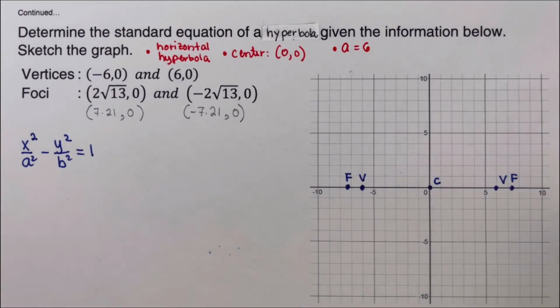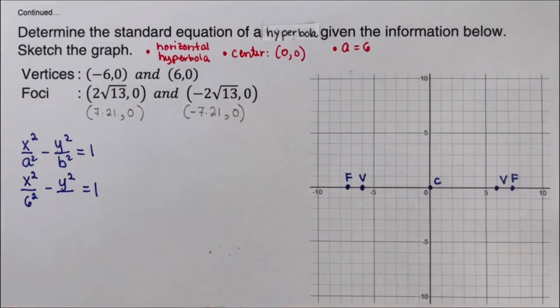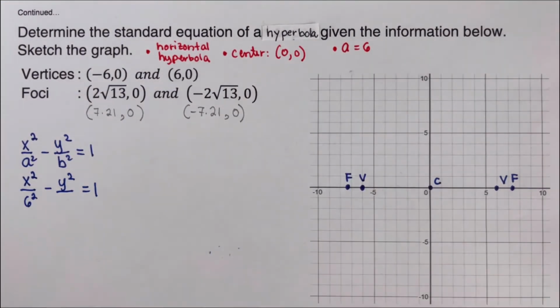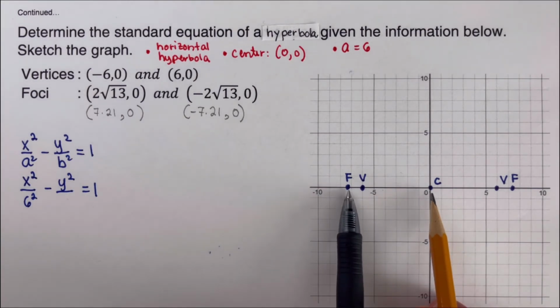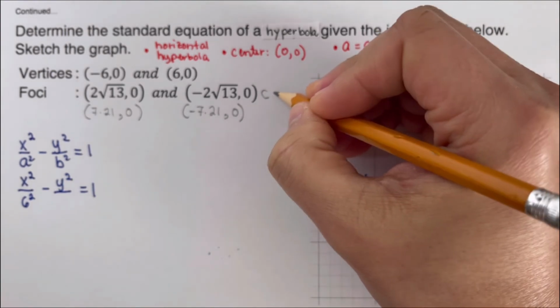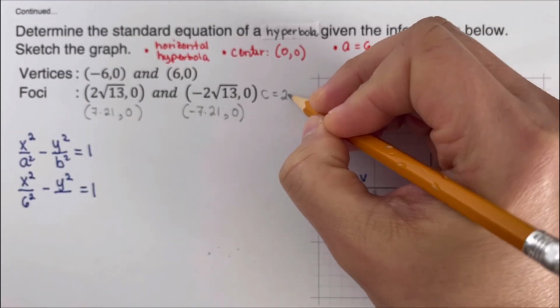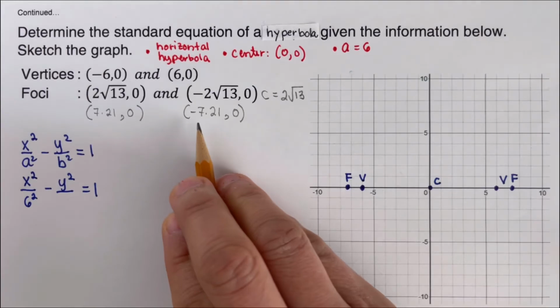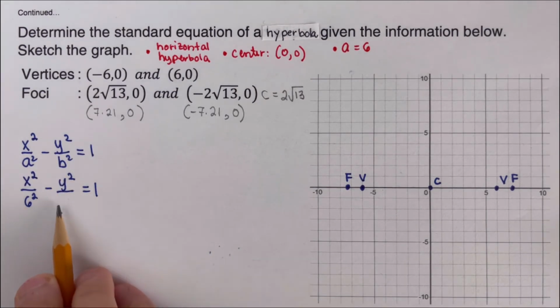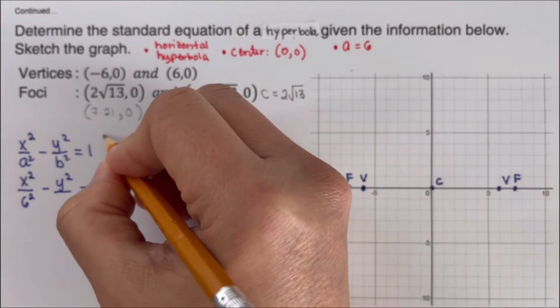So we can go ahead and rewrite this as... Okay, so I kept the b squared missing because we don't know what it is. We only have a. We remember that this focus that we have here has a distance of c, and that is represented as c equals 2 square root of 13, or approximately 7.21. So we can go ahead and use the formula c squared equals a squared plus b squared to solve for b squared, and we plug it in here. So I'm going to go ahead and show that work up here.